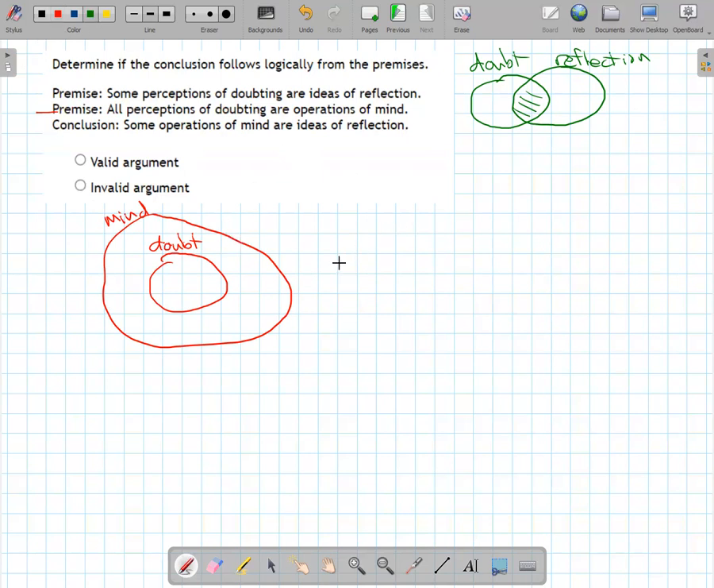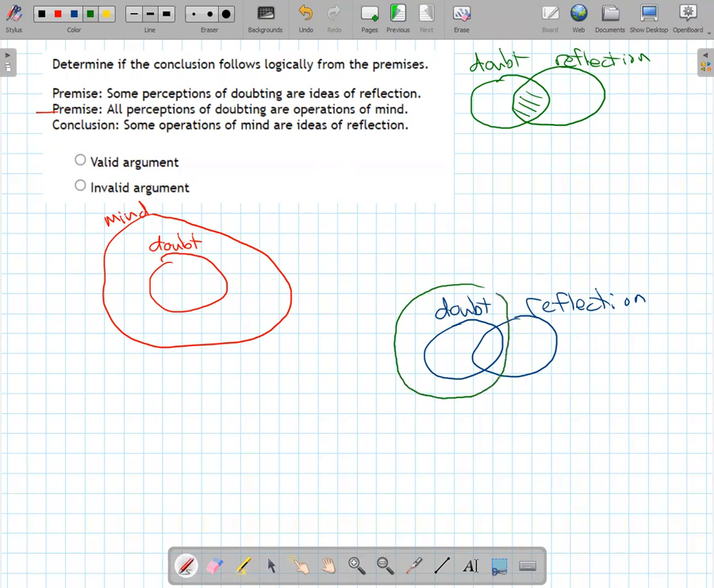Now putting these two together to see how they fit, again, start over. My first one, again, was some doubt are reflections. And then all perceptions of doubt, so this circle here, are operations of the mind. So then that has to live completely.